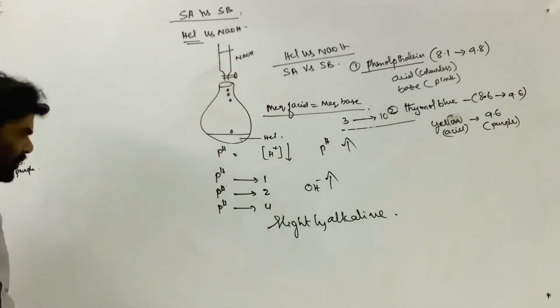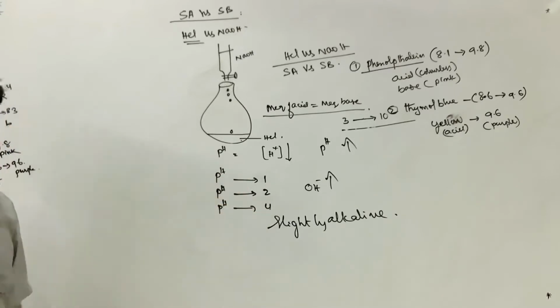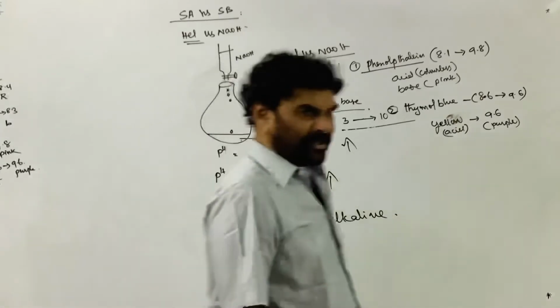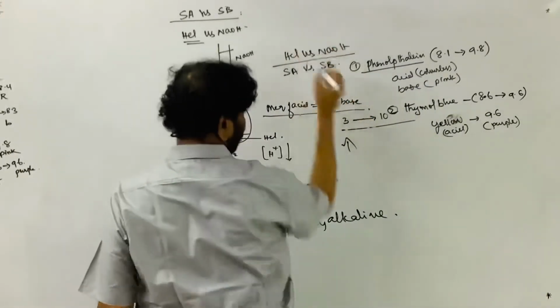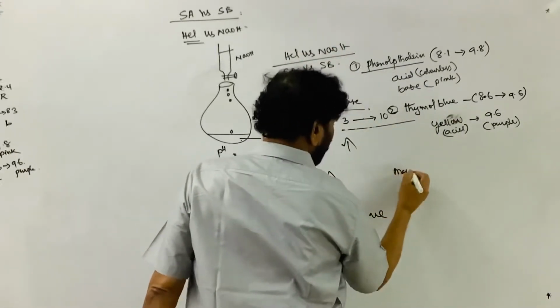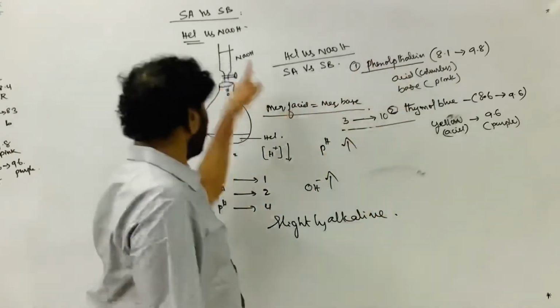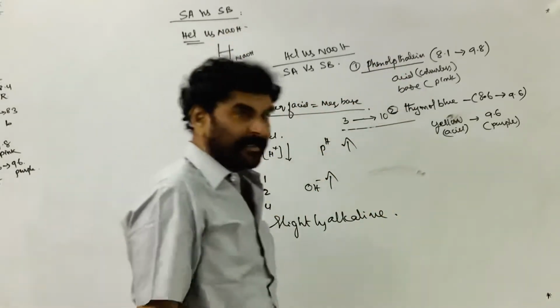Suitable indicators. You can also use methyl orange. So that is methyl orange. But these two are the right indicators when sodium hydroxide is the titrant.